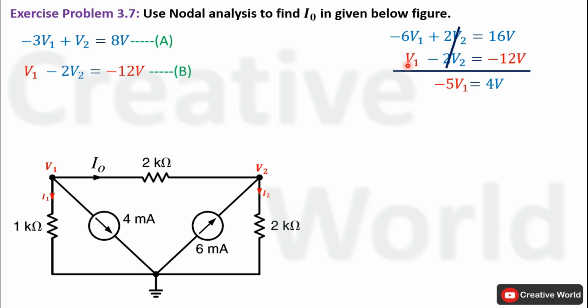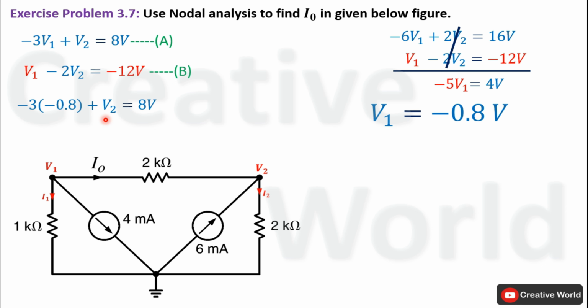Now in order to find out the value of V1, we will divide on both sides with minus 5. The value of voltage V1 will be equal to minus 0.8 volt. After calculating the value of voltage V1, we are able to calculate voltage V2. In order to do that, we will replace this V1 in equation A with its value.